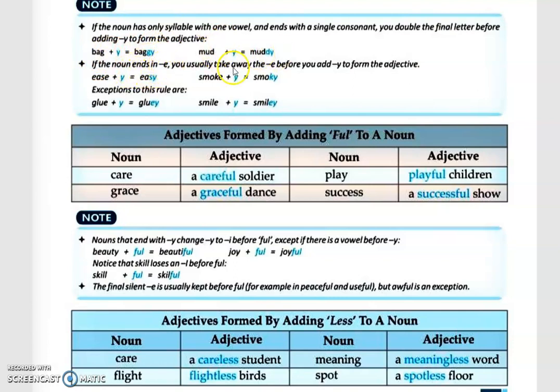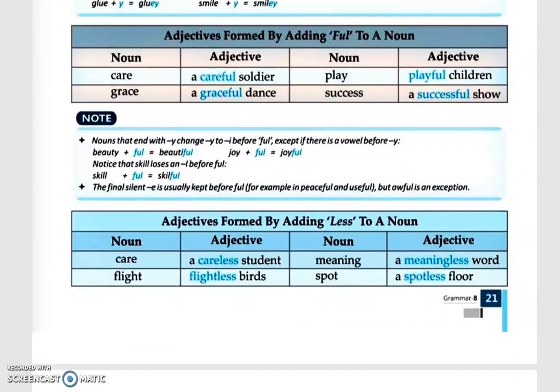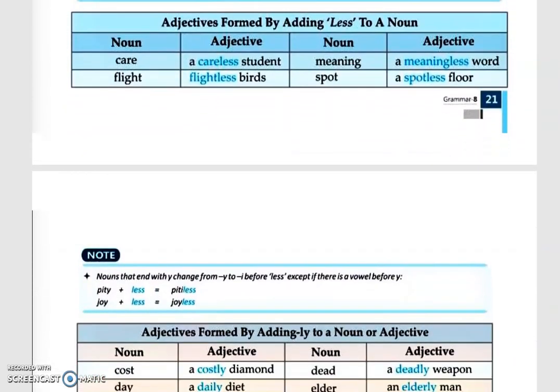If the noun ends in E, you usually take off the E before you add Y to make the adjective. So if your noun is ending in E, you remove the E and put in a Y. Ease becomes easy, smoke becomes smoky. Glue, gluey, smile, smiley. Now let us see adding FUL to a noun. Care, careful, grace, graceful. So these are the words to which we can add FUL, which is a suffix, and turn them into adjectives. Play, playful, success, successful. Now let us see how we can add LESS: care, careless, flight, flightless, meaningless, spotless.